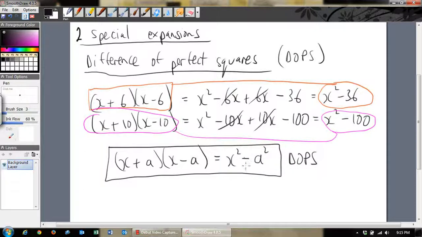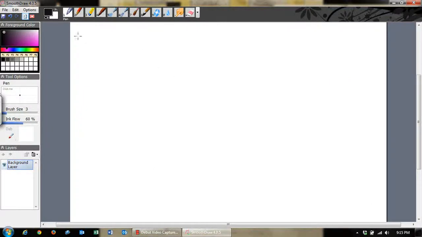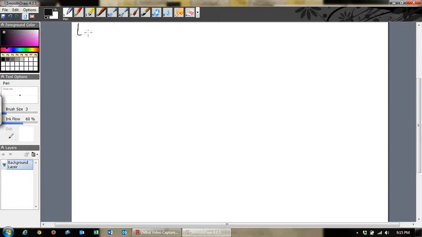Why is it called that? Because you've got the difference of perfect squares here. You've got a perfect square here, x squared, a perfect square here, a squared, and the negative is the difference. So you've got the difference of perfect squares, one perfect square minus another perfect square. And this is the expansion that you'll always get. So this is a super important result, and let's just blitz into some examples.